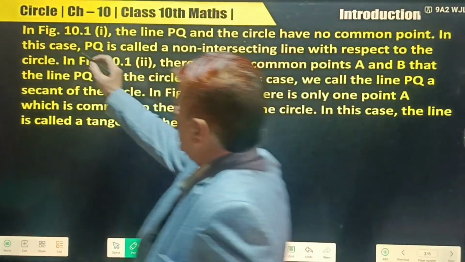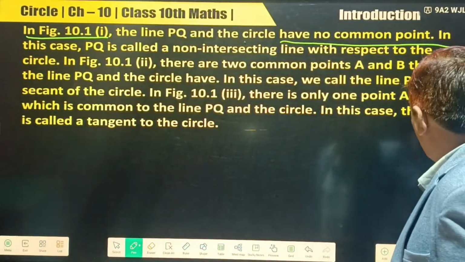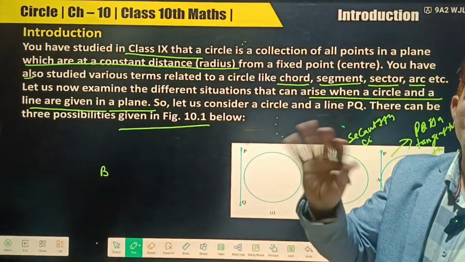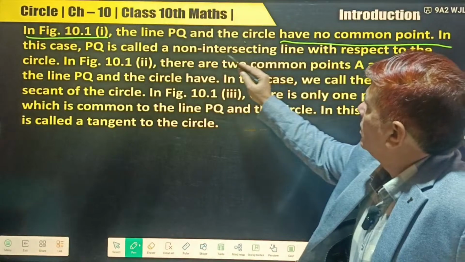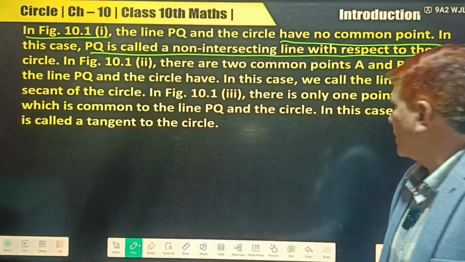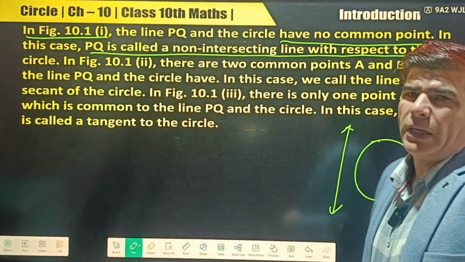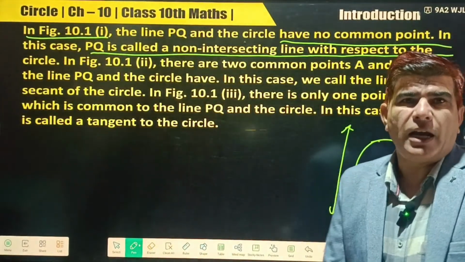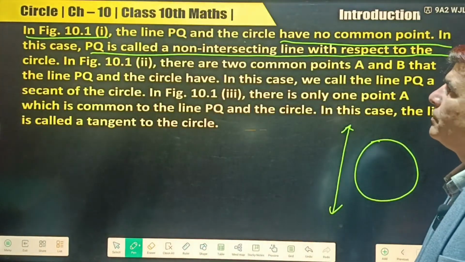So in figure 10.1 that I already told you, the line PQ and the circle have no common point. So this is the picture. Here look, is there any common point between them? There is no common point between them. So what is PQ called? Non-intersecting line with respect to the circle. So the situation is like this. This is a circle and this is a line. So we can say PQ is a non-intersecting line with respect to this circle. This line does not touch the circle at any point. That means the circle and line are not intersecting.